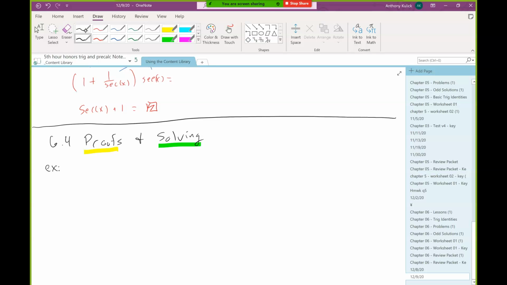So if you're not quite sure what I mean by that, I'll explain here when we do some examples, and it should become a little bit more clear. But I'm going to start with a couple of proofs first.